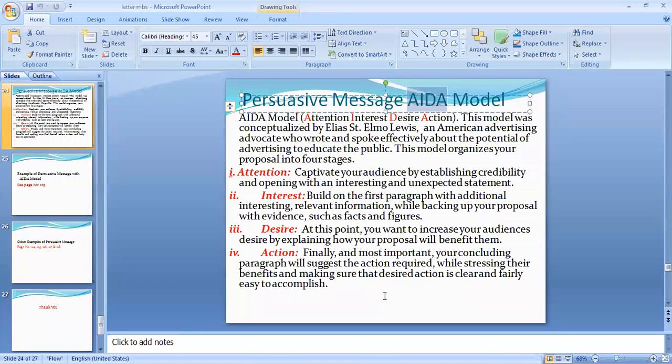So this is the AIDA model of persuasive message, for creating a persuasive message or to persuade the other. This model, what the AIDA model is, may sometimes come as a short note, and you have to write it at that time. Attention, interest, desire, action, you have to describe that. In day-to-day life also, in present business schedules also, you can use that.